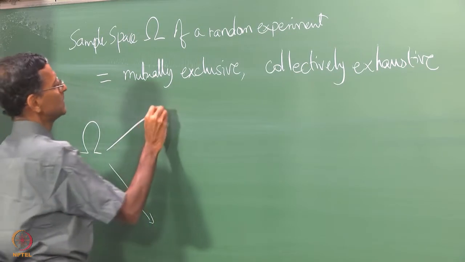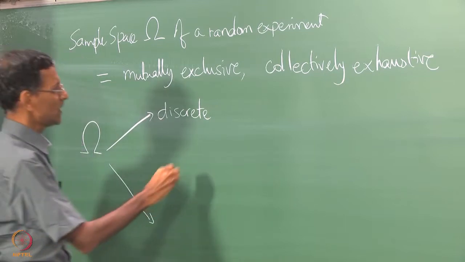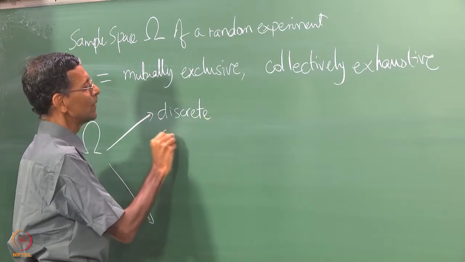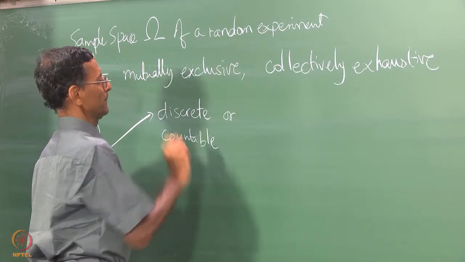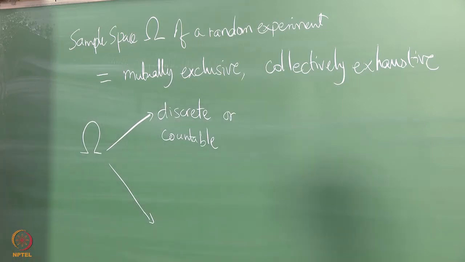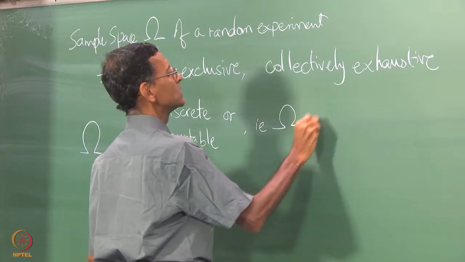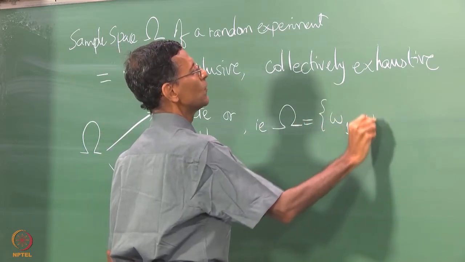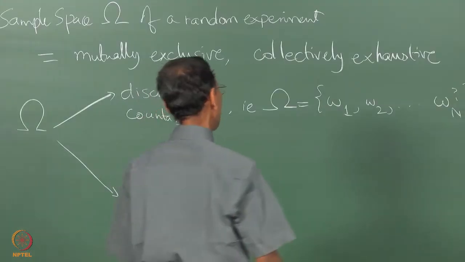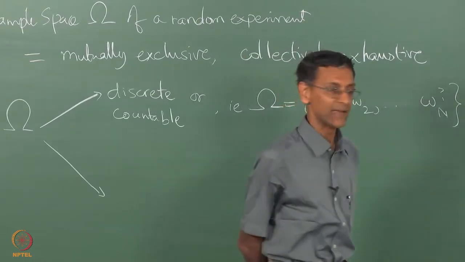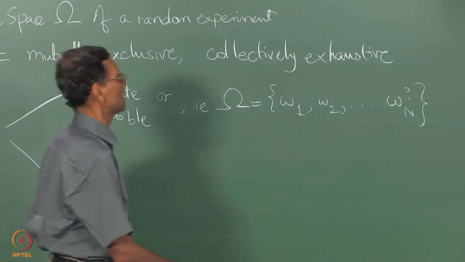Omega can be discrete or countable. So in this course, the words discrete and countable will be synonyms. So what does it mean, discrete or countable? That means omega is of the form small omega 1, omega 2, up to omega n. Now do we have an upper limit like this omega n? It turns out that in some cases we do, in some other cases we may not.